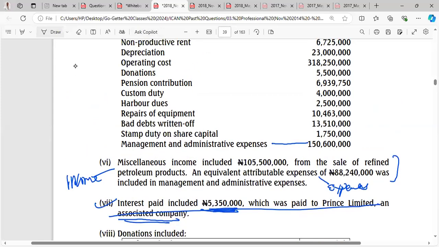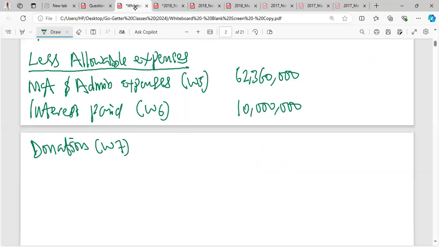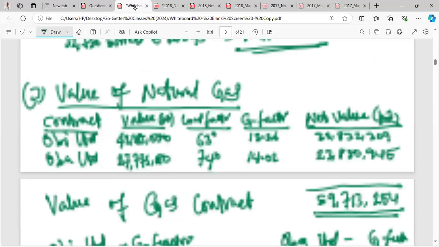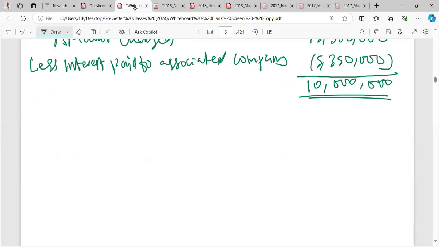So this happens to be donation, 5.5 million. So donation, working 7. So that's how we'll be going back and forth. Workings, work and come back, which is the best way. So you pass on the strength of your workings. So workings number 7, donations.